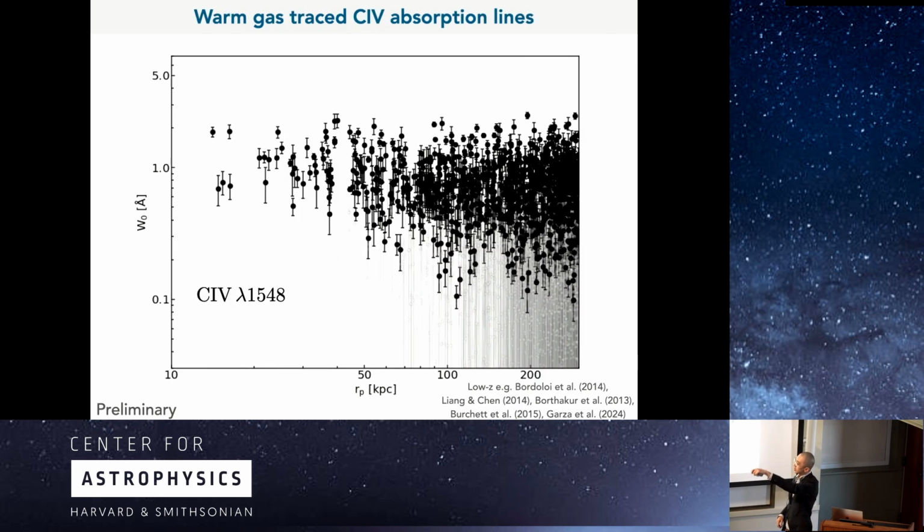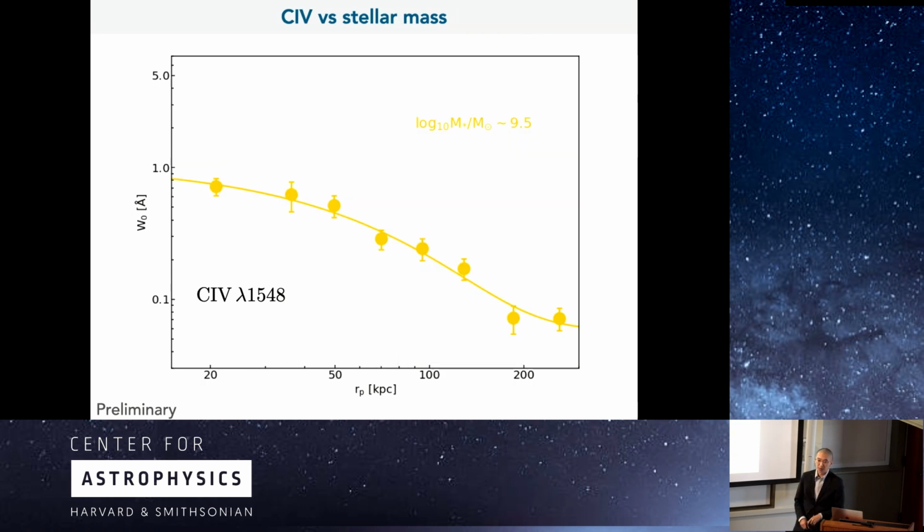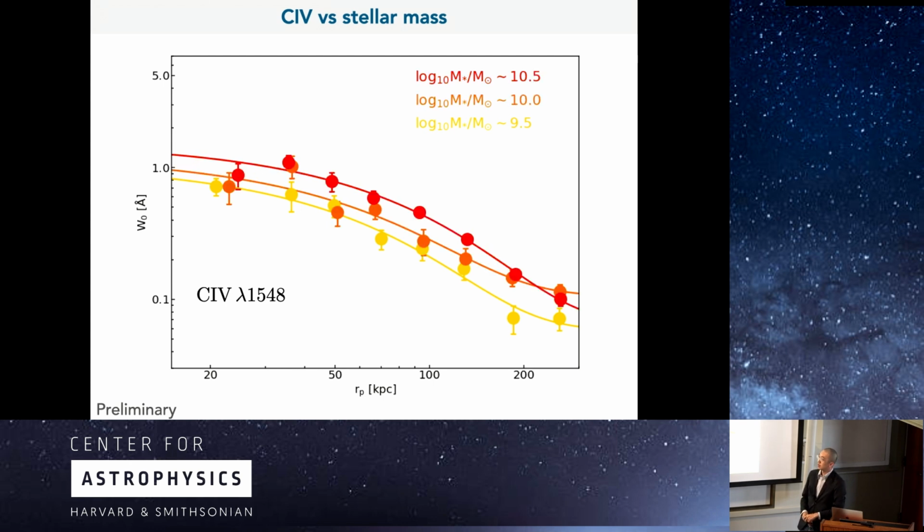Now the y-axis is the rest equivalent width of carbon-4 as a function of impact parameter. And again, those are detected sources and non-detections. And we can calculate the average absorptions and look for correlation with stellar mass. So now this is the average absorption strength of carbon-4 as a function of impact parameter around galaxies with 10 to the 9.5, 10 to the 10, and 10 to the 10.5.